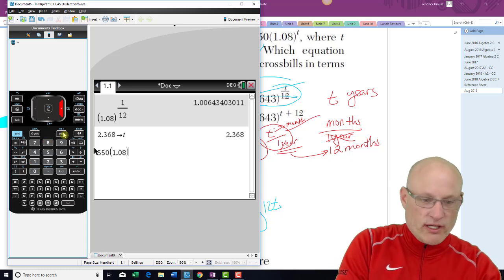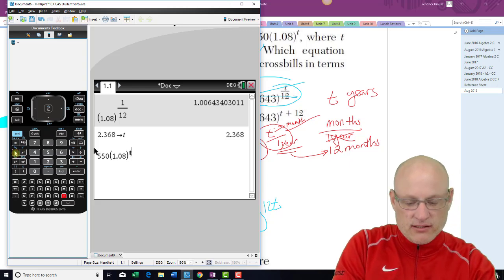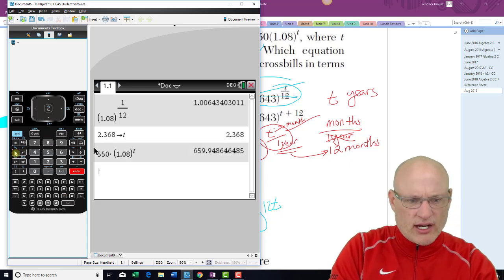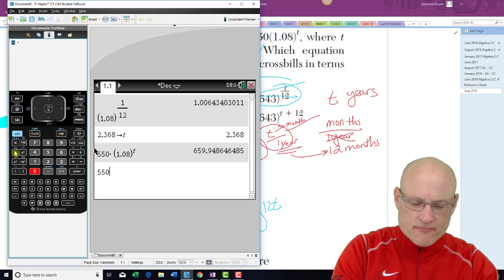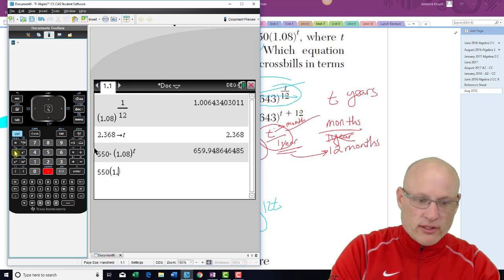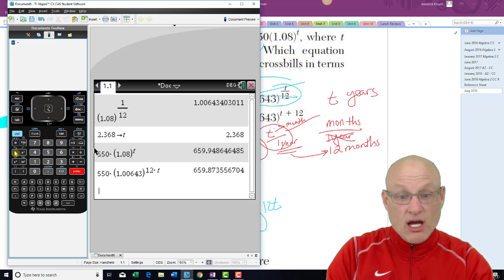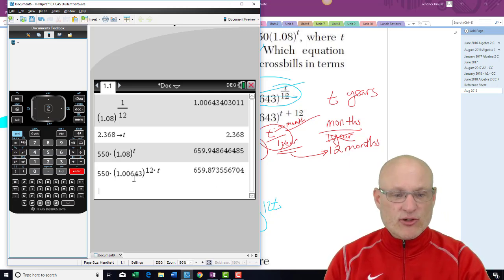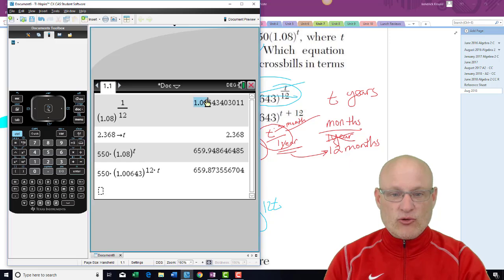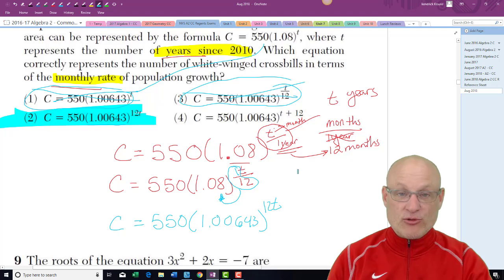1.08 raised to the t. Let's see, I'm not sure if this is going to work or not. Let's just check. And then 550 parenthesis 1.00643 raised to the 12t. Oh, see how close it is? It's only that off because I didn't use the whole number up here. I used the rounded estimate. So I guess we could have done it that way as well.